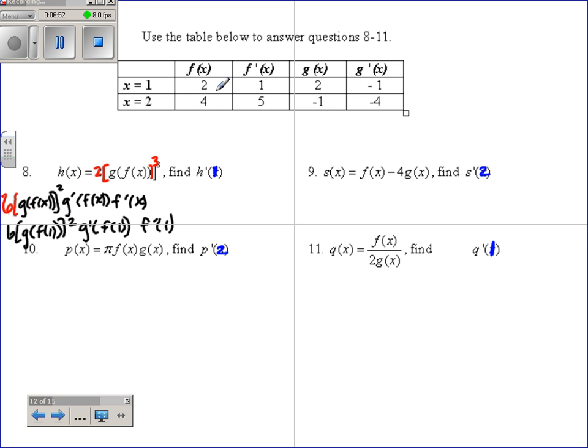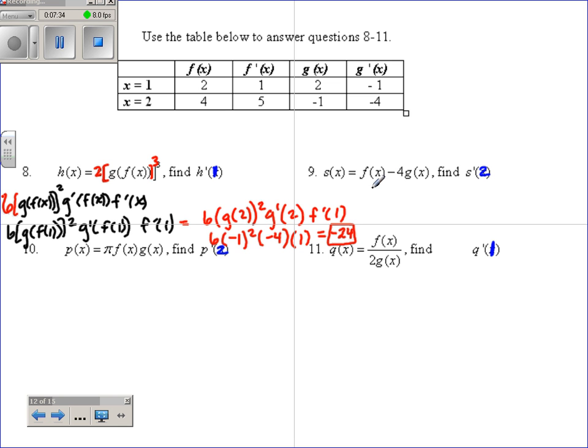f of 1 is equal to 2. So this is equal to 6 times g of 2 squared times g prime of f of 1, which is 2. Alright, so we have 3 different numbers we're multiplying together here. 6 times g of 2 is negative 1. g prime of 2 is negative 4. f prime of 1 is 1. So we get negative 24.